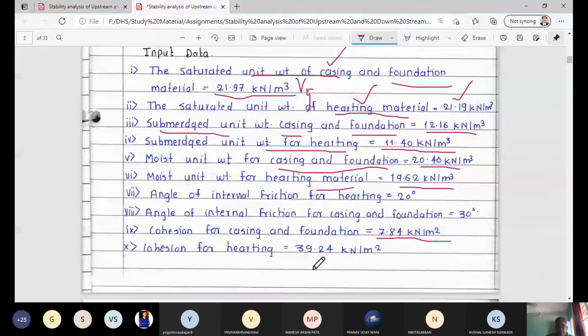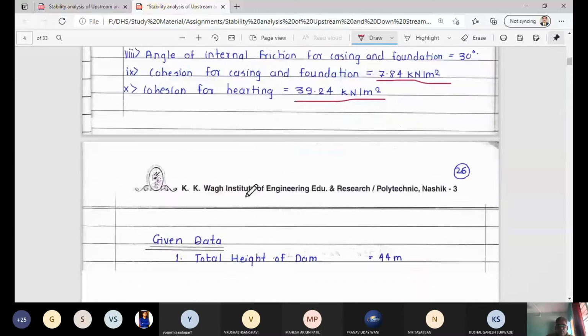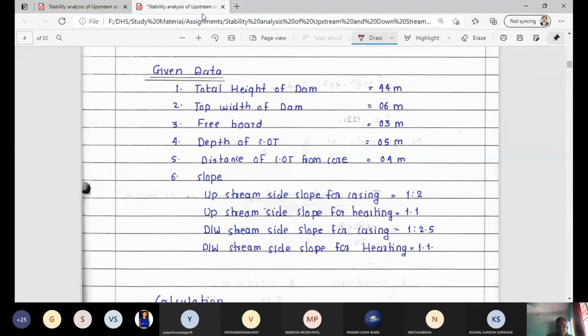And cohesion for the earthen material is now given as 39.24 kilonewton per meter cube. So as per this given data, the dimensions of the dam are given. Height of dam is 44 meter. Top width of the dam is 6 meter.